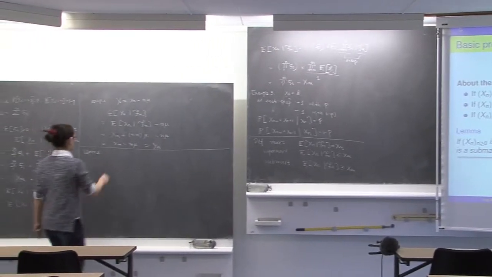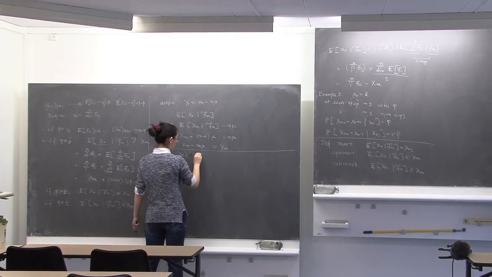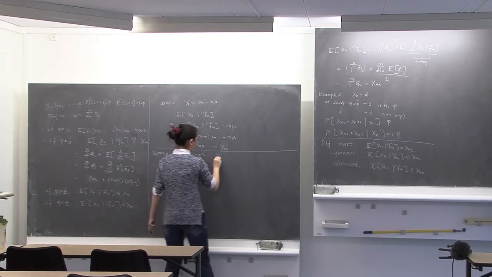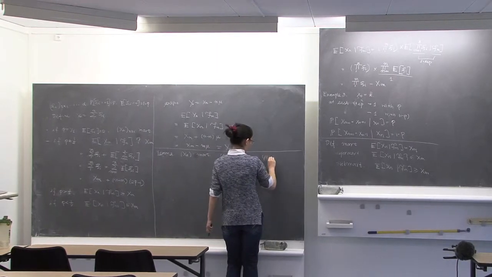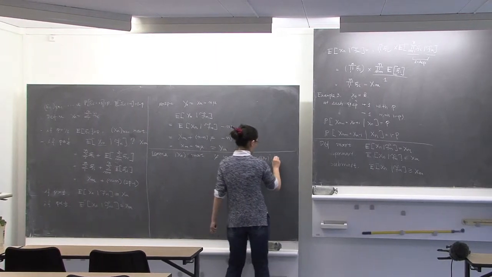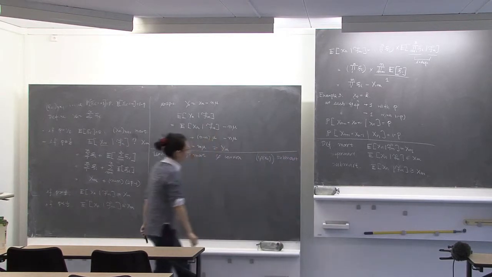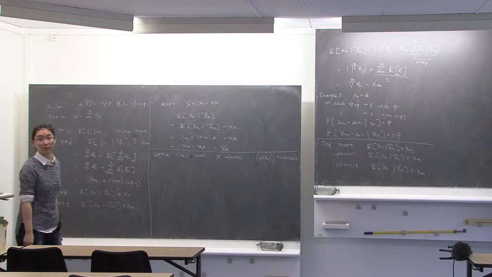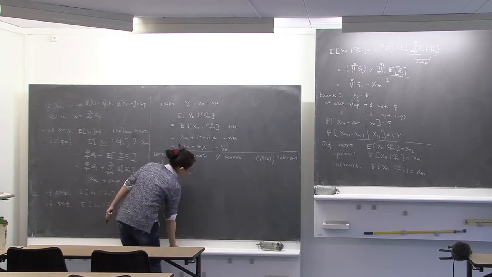So suppose we have a sequence of martingale, and phi is a convex function. Then phi(Xn) is a sub-martingale. Of course, this is true because we have Jensen's inequality for conditional expectation. So why is this true?